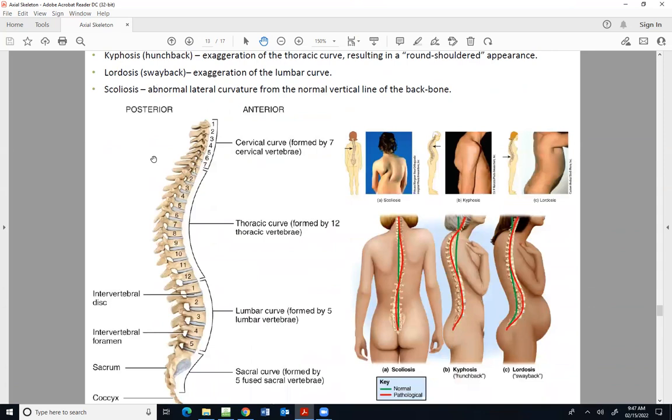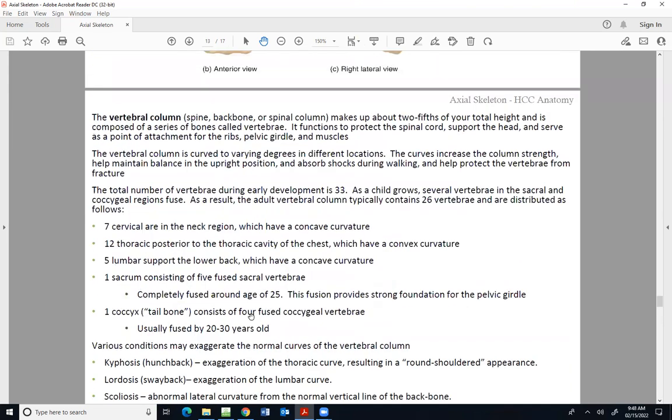Okay, looking at the images at the bottom, we've got a lateral view showing you that it's not just a stack of bones straight up and down. There's a nice curvature of it. And we can show, on the right side of the page, some examples of abnormal curvatures. We'll get to that in a little bit.